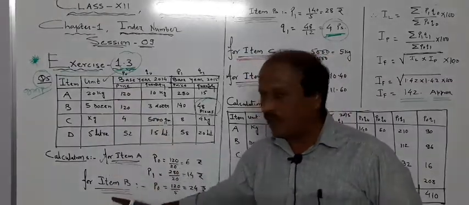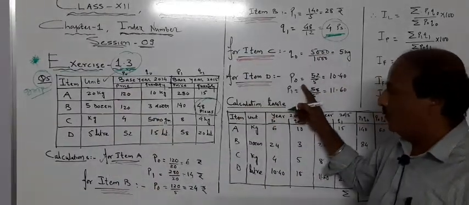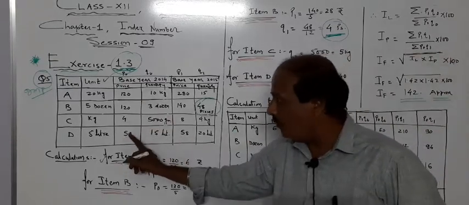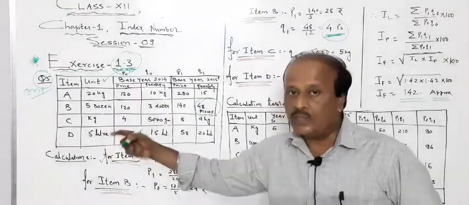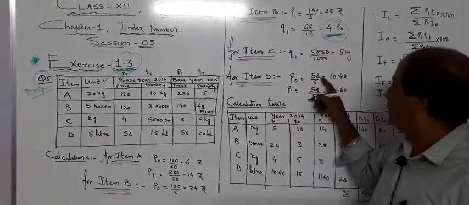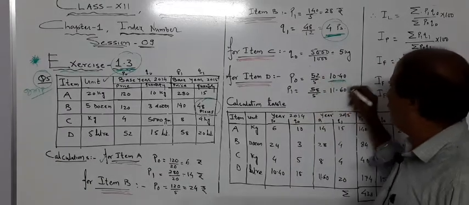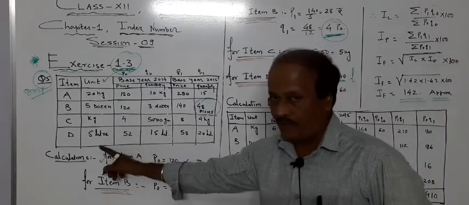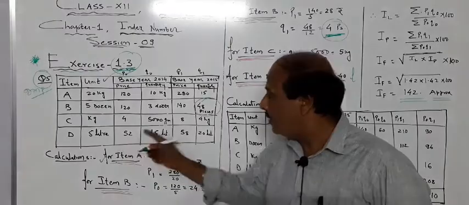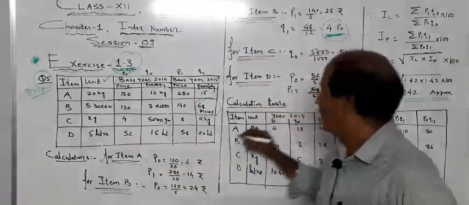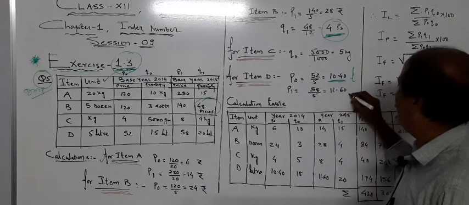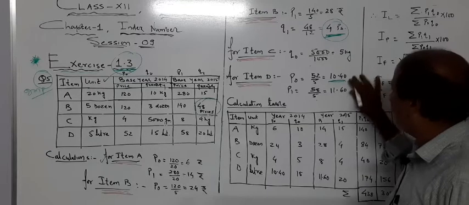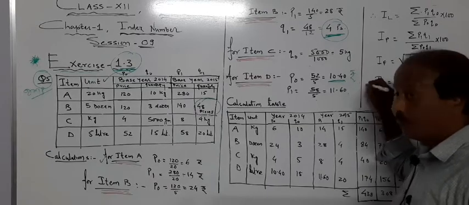After showing this calculation, D is also given. P0 for D is 52 divided by 5. So you will get the price per liter. So see, 52 divided by 5. This is the price per liter, remember. Then P1 will be 58 divided by 5. Why are we dividing by 5? So that you will get the price per liter. So 58 divided by 5 is 11.60 rupees. If you want to write it like this, rupees per liter, remember.